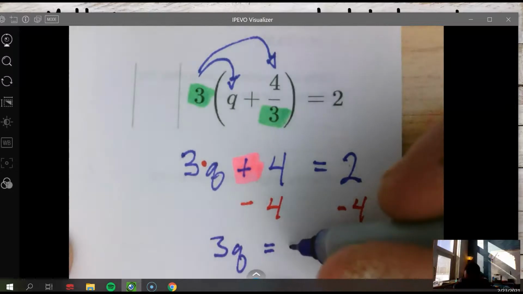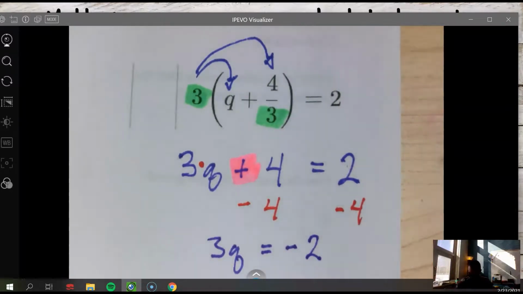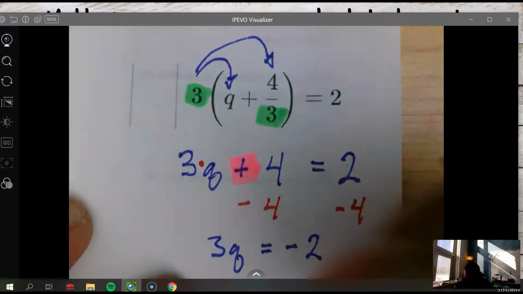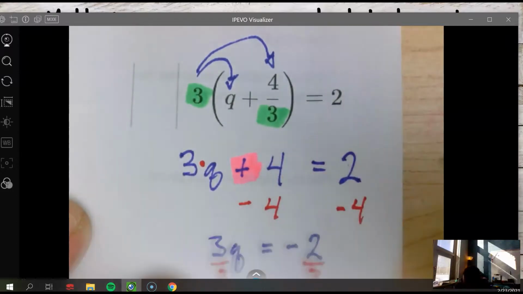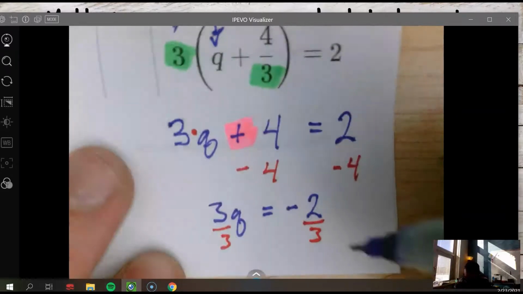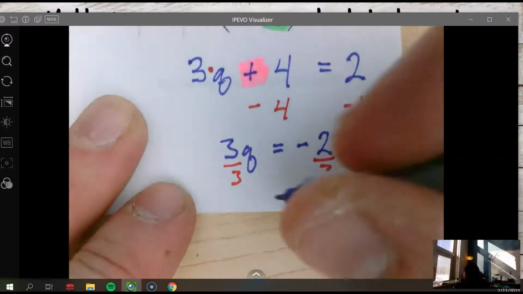That gets us 3Q equals negative 2. Do you know what we do now to get rid of the multiplication by 3? Yeah, we divide on both sides. So divide by 3, divide by 3. Yeah, Q is that fraction, like negative 2/3.